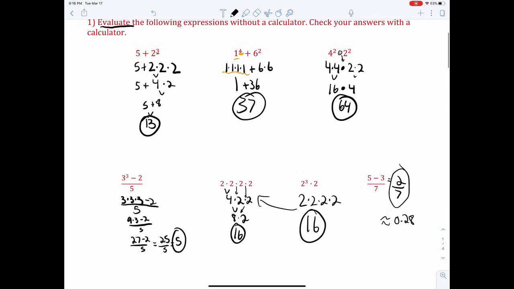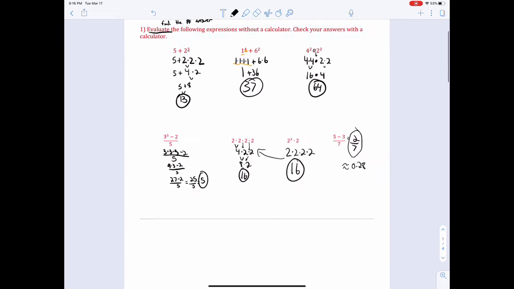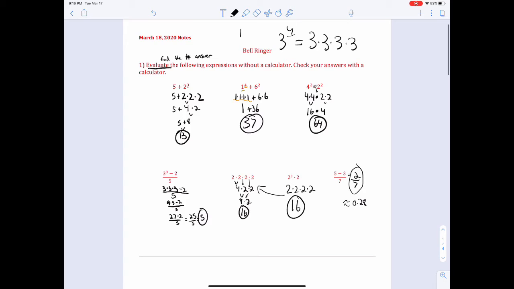Okay, so I hope that bell ringer went okay. There's another look at it. Key thing is, if you have something like 3 to the 4th, that means we're going to multiply 3 by itself that many times. And you can figure it out. That's the first rule that we learned. We're going to learn 2 more rules about exponents today.